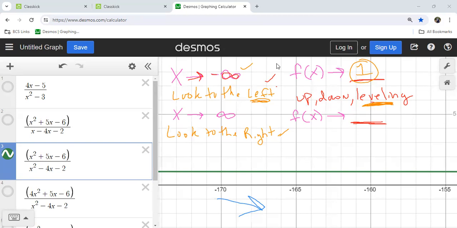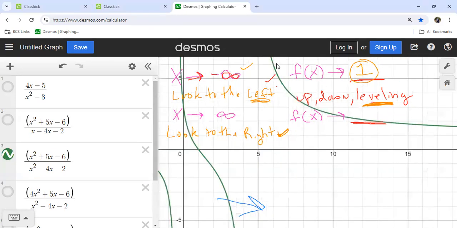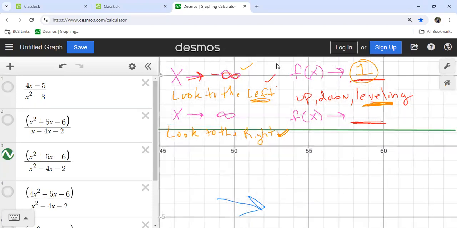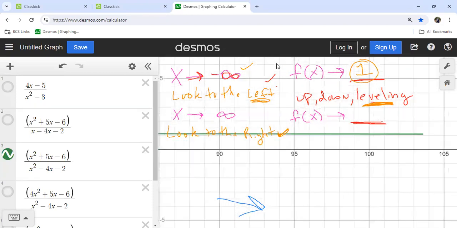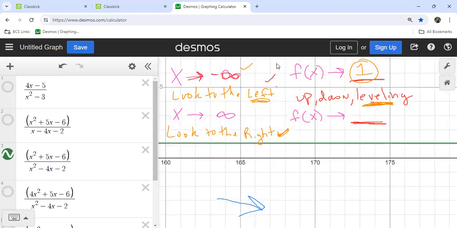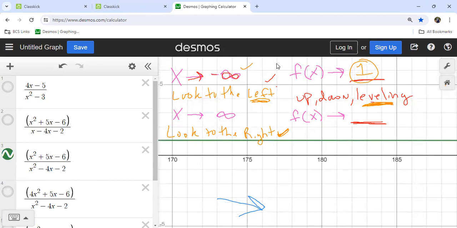So we're going to go back, and we're going to go to the statement right here where it says look to the right. And so we're going to go back to the graph. I'm going to click the home key so it brings us back to the center. And then I'm just going to ask our questions. Is it up, down, or leveling? And so as I keep going along, it looks like it went down, but now it looks like it's leveling out.